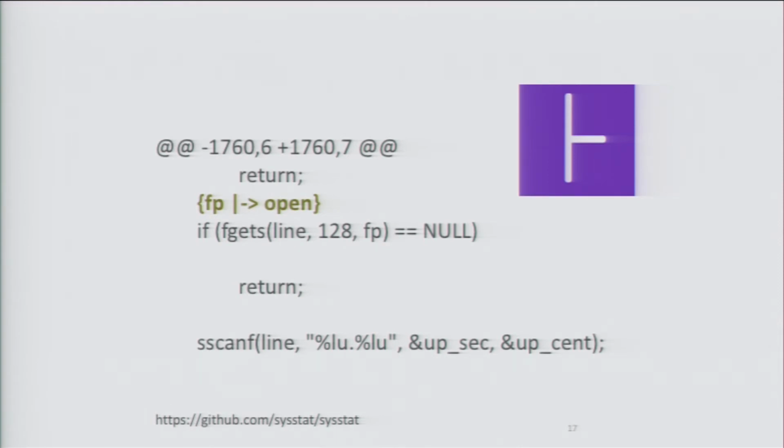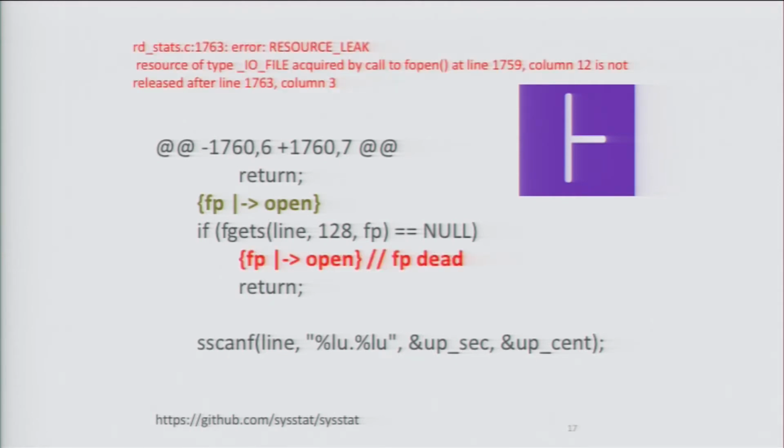In this C code, the file pointer is open before the call to fgets, et cetera, equals null. And then at this return statement, the file pointer is still open. So if this function returns, it'll be dead. This is a resource leak, and Infer will report it. And the idea here is that we would step in at this point and provide a patch.